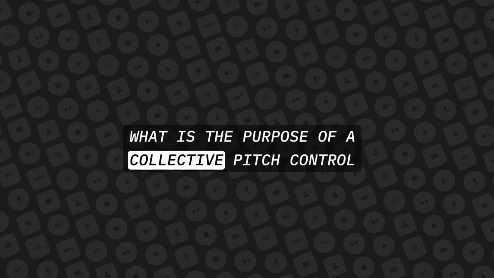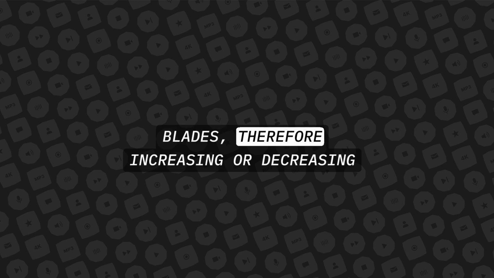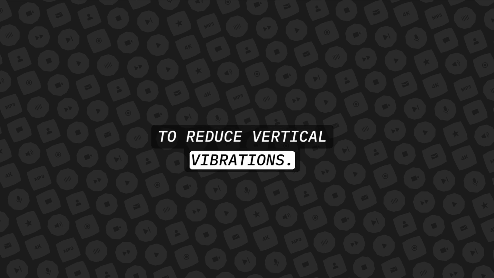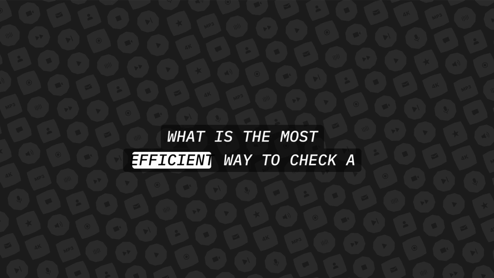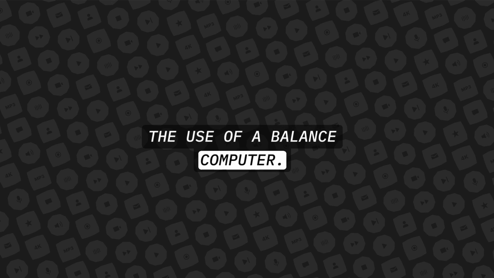What is the purpose of a collective pitch control in a helicopter? It is used to change the pitch of the main rotor blades, therefore increasing or decreasing lift. Why is it important for the blades of a helicopter rotor system to be tracked? To reduce vertical vibrations. What is the most efficient way to check a helicopter rotor for dynamic balance? The use of a balance computer.